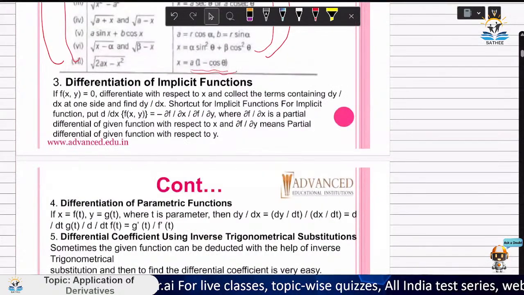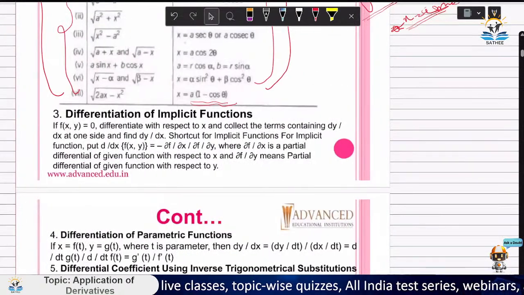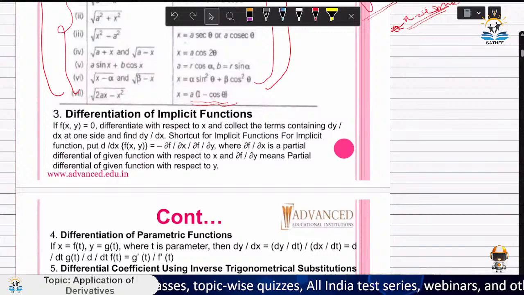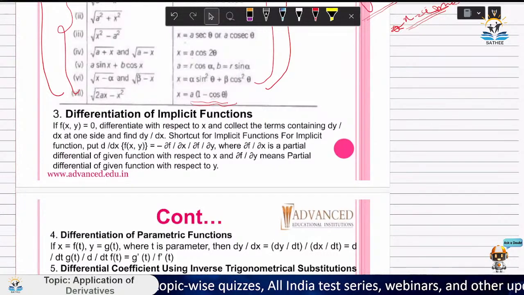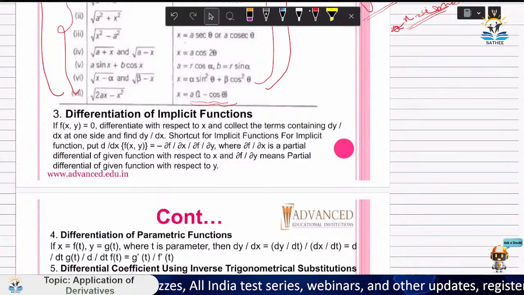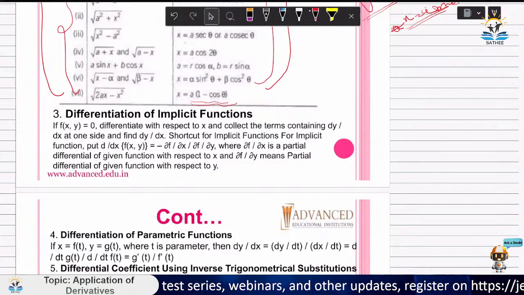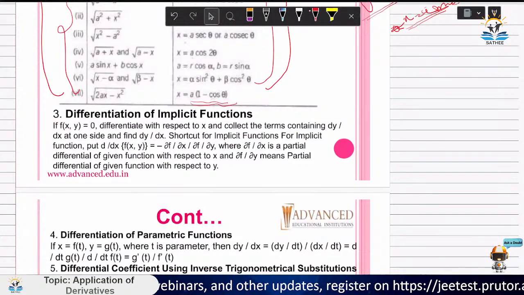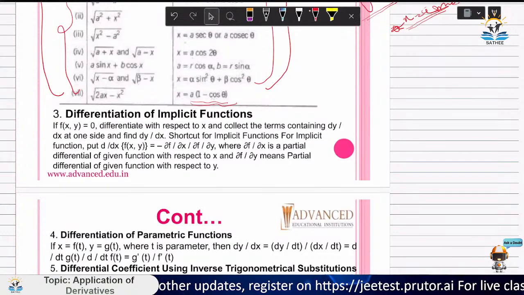So, differentiation of implicit functions. By implicit, what we mean, we had discussed this earlier also. Implicit is when it is not clearly defined what the independent variable is and what the dependent variable is. x or y can also be the independent variable, so it is not defined, right?